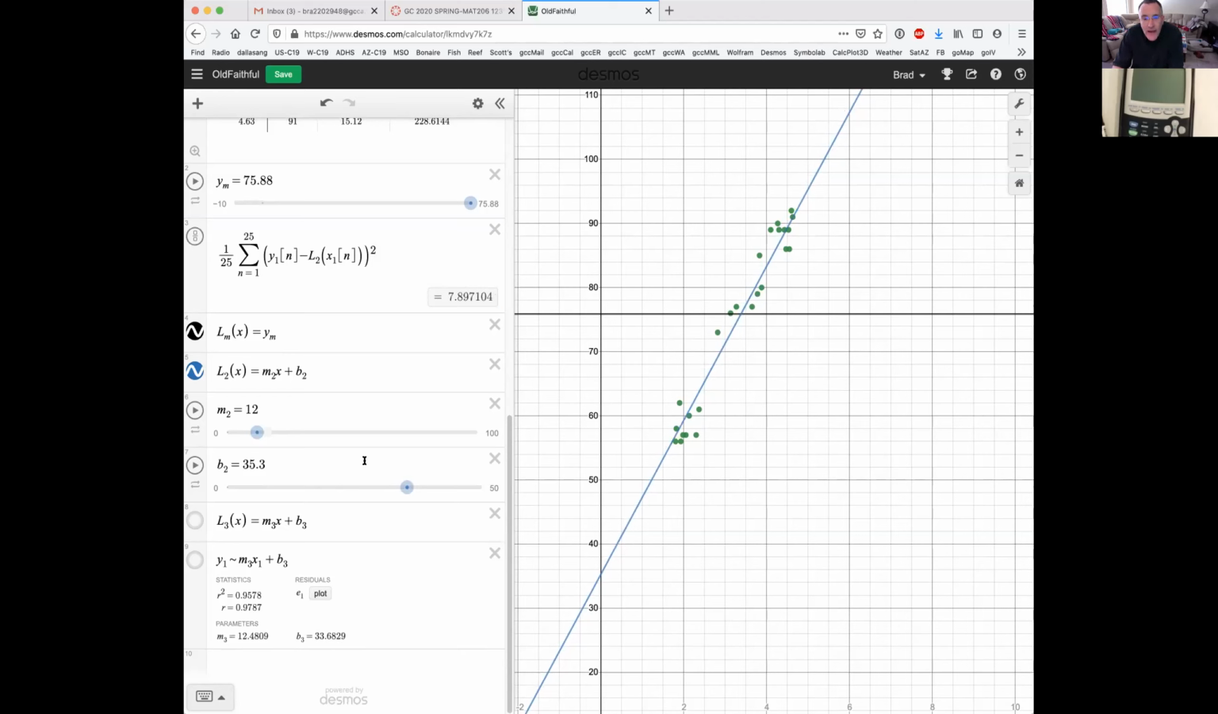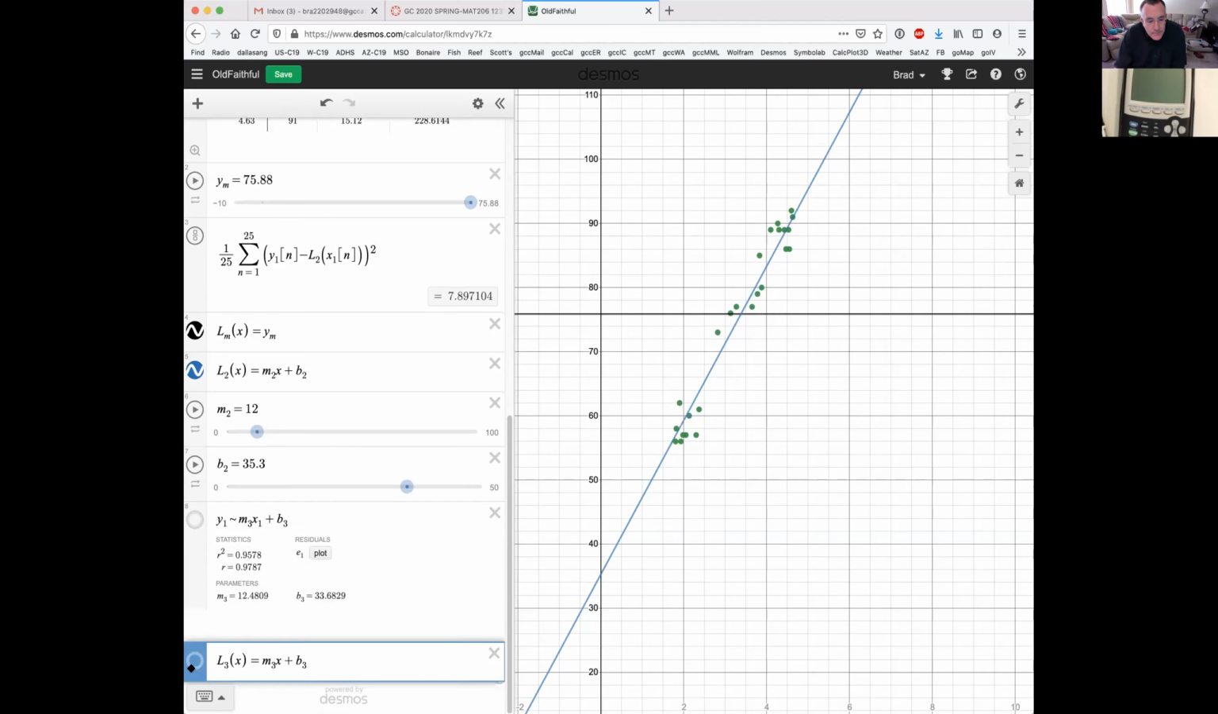The question is, is that the best one? I could play around with the sliders and adjust the resolution on the sliders so that we could just keep playing with this, or we could just let the calculator, let Desmos, find the line that fits the best for us and tell us which one it is. You can do this on your calculator, and you can do this in Desmos, and here is how you do it. So what we now want to do, I'm going to move this down.